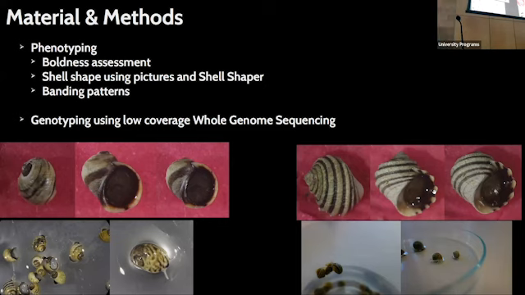And then we also looked at things like banding patterns. Here you can see that those snails have bands, and those have ridges, for example, but they don't all have these characteristics. And then for the genotyping, we used low coverage whole genome sequencing.